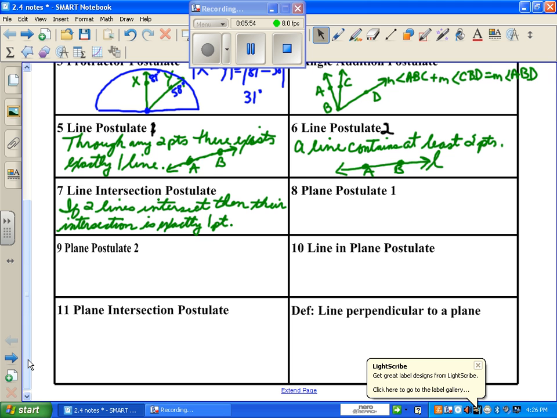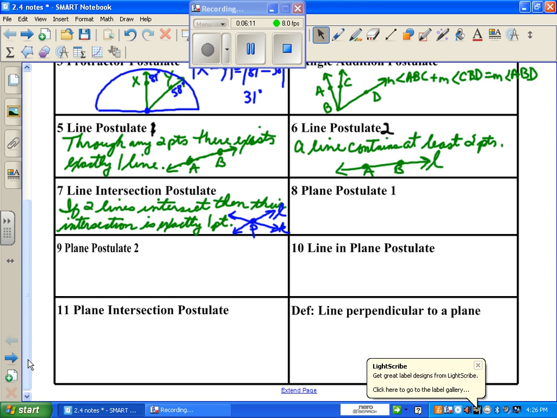Okay, so I want to draw 2 lines. So you have 2 lines and they intersect. Let's call this line L, and here you have line K. They intersect at exactly 1 point. Let's put a capital P for that point. And it's exactly 1 point, no more than 1 point.